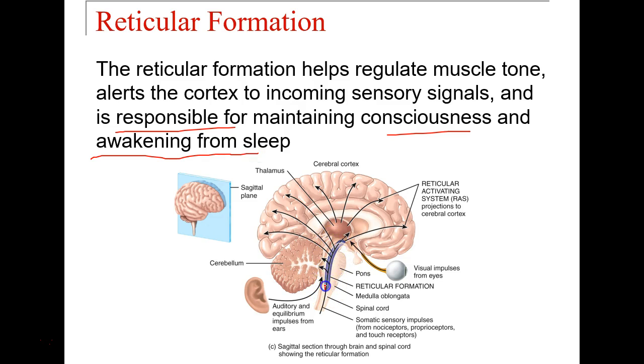This is why we find this system or formation all throughout the brainstem, because it helps us stay in contact with visual and auditory reflexes. The sensory signals coming from the body are moving through here as well. So this is helping us maintain consciousness. This is why pain can keep you awake.